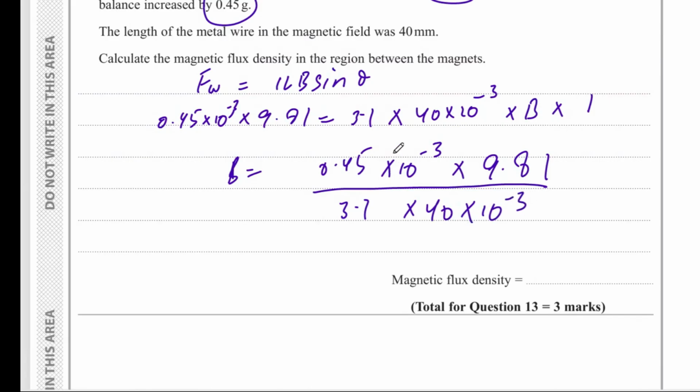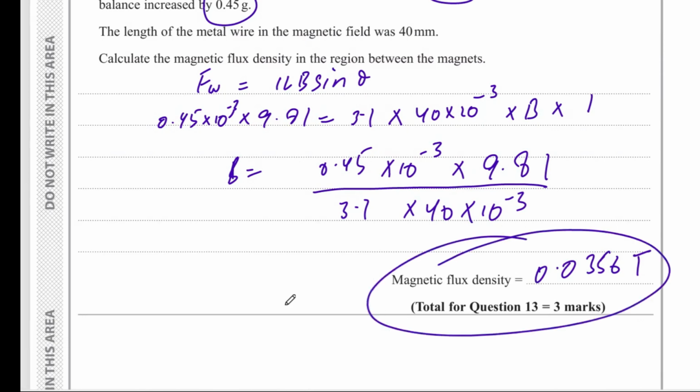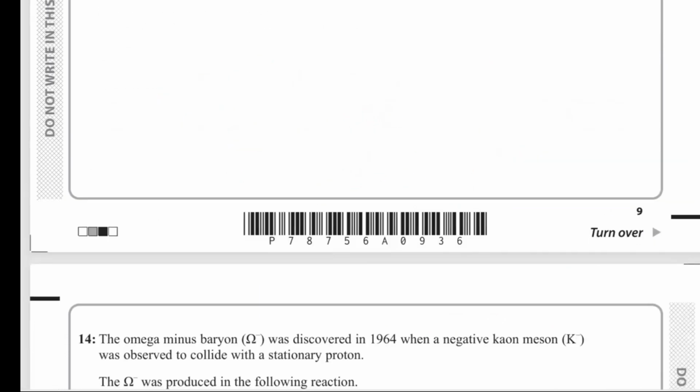So by just solving this down, I must be having the final magnetic flux density, and that must be 0.0356 Tesla, right? So that is how I'm going to calculate the magnetic flux density.